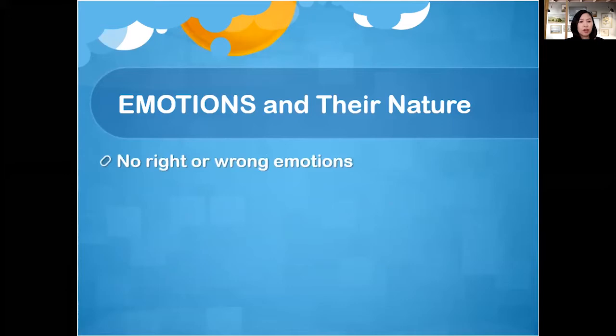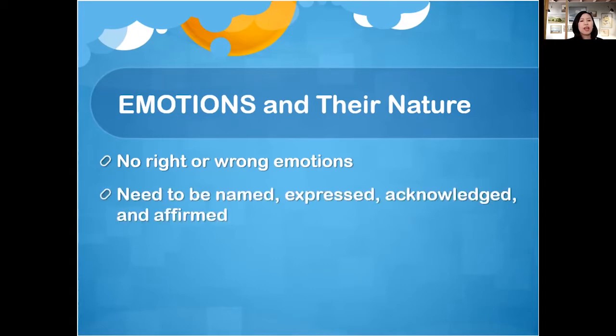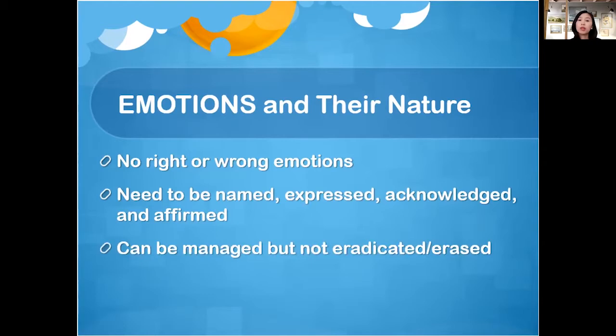Okay, now what else? There is no right or wrong emotion. I want to emphasize this because sometimes people feel that, oh, I'm feeling angry, this is wrong. There are healthy and unhealthy emotions. There are emotions that are more acceptable and more appropriate. But there is no morality, so to speak, there's no good or bad emotions. So there's no right or wrong emotions. Emotions also need to be named and expressed and acknowledged and affirmed. I will talk more about this later on because this is also a very important aspect of our feelings that we need to understand. I will be using emotions and feelings interchangeably during our talk.